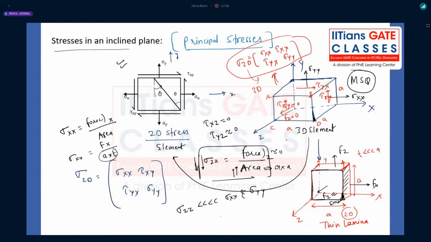Plane stress means forces have been applied in two directions. Biaxial state of stress conditions, what we are calling 2D stress, plane stress, biaxial stress, all are the same thing. Only the stress will be generated in two directions, x and y, maybe x and z, or y and z, any combination. Is that clear? Tell me, guys. Whether it is clear?